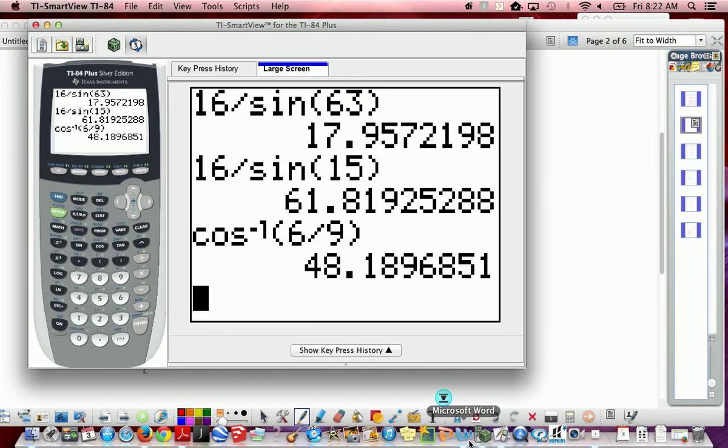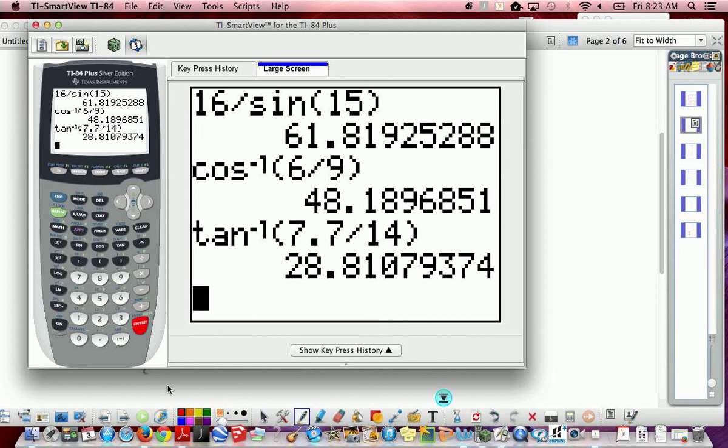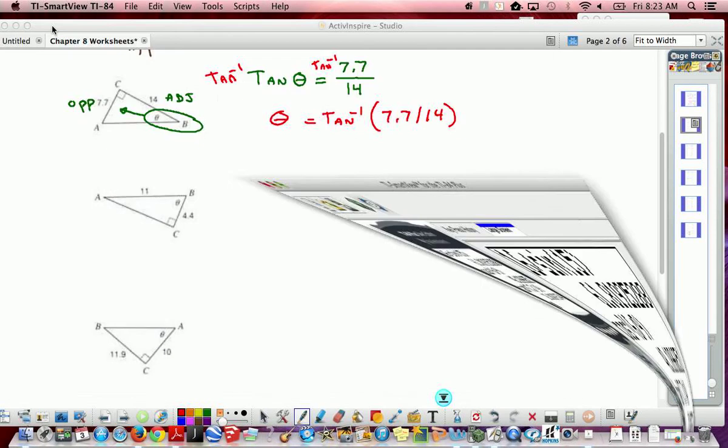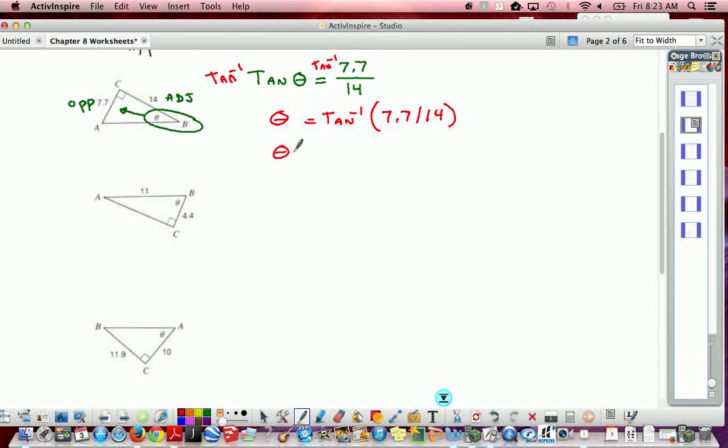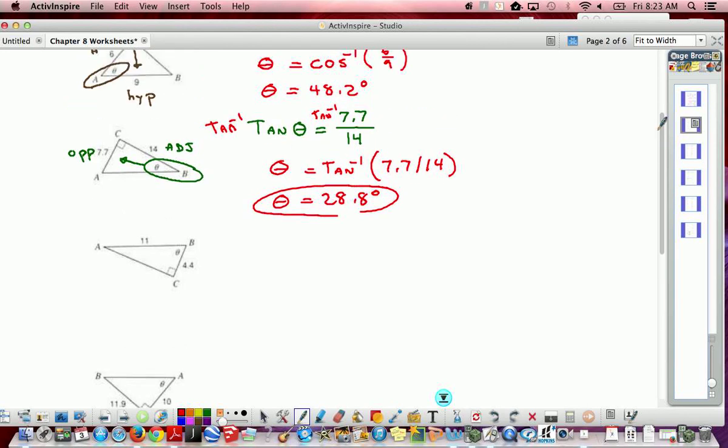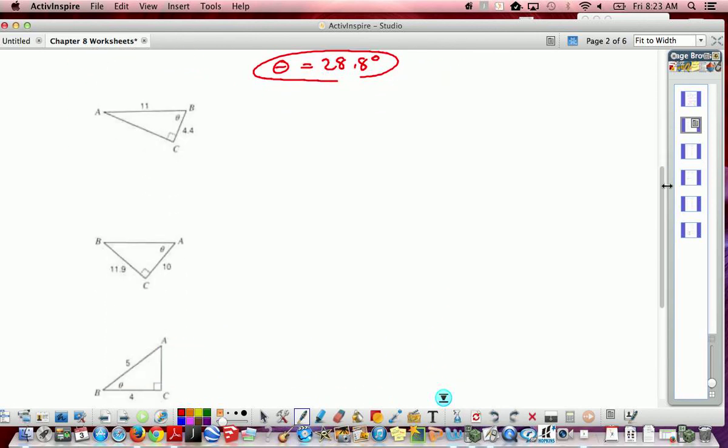So calculator time, second tan, 7.7 divided by 14, close parentheses, 28.81 or 28.8. And again, these are degrees. I don't know if I put the degrees on the top one. Yes, I did. Just didn't circle it. So all of our answers here will be in degree measure.